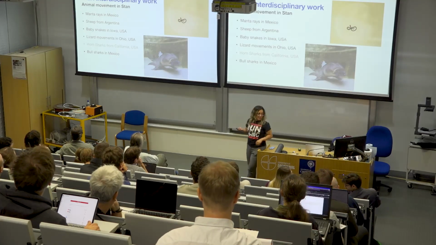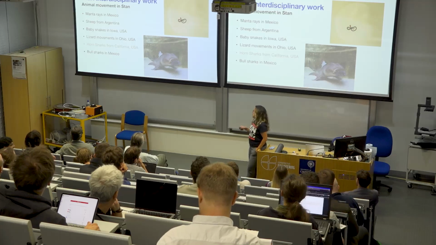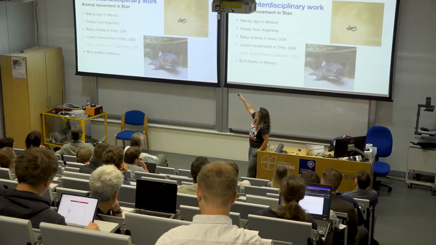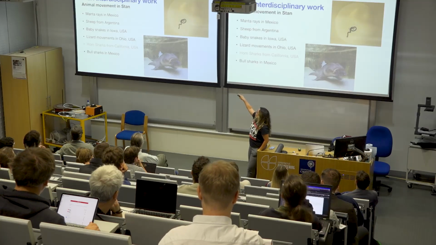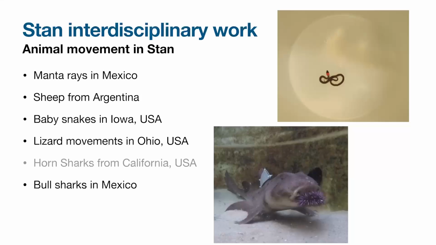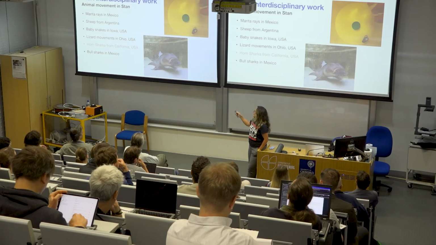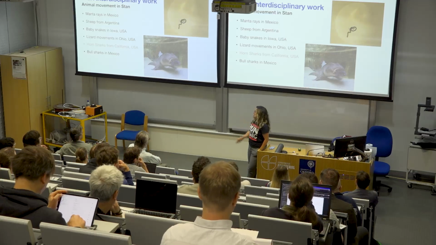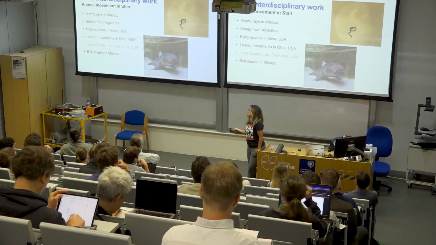So I've done a lot of interdisciplinary work using Stan, not using Stan. So manta rays in Mexico, sheep from Argentina. There's these baby snakes. So you look at the top right. They put a little red dot on their head, and we're tracking them. And then you're going to see Dr. Gangloff put a little Q. So then there's like, oh, how are they reacting? And we get their movements, and we're trying to understand how their movements are affected. There's these horn sharks with a little urchin, and you can see they have a little accelerometer tag on them. And the latest one was the bull shark collaboration in Mexico from a marine protected area.